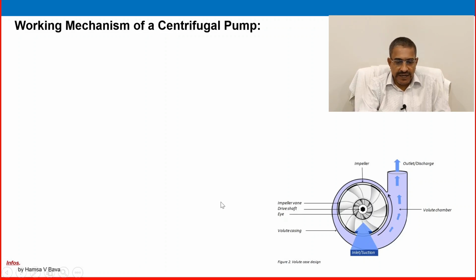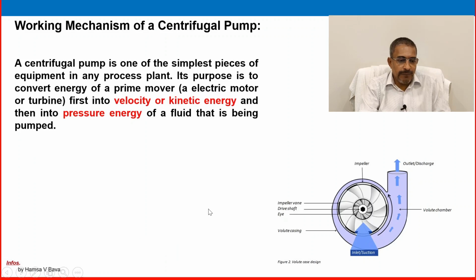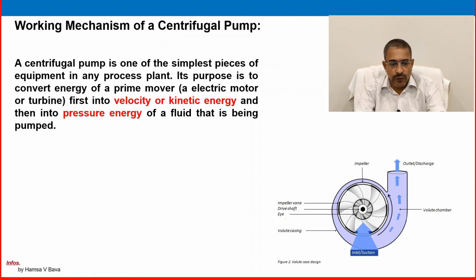Working mechanism of centrifugal pump. A centrifugal pump is one of the simplest pieces of equipment in any process plant. Its purpose is to convert the energy of a prime mover, an electric motor or a turbine, first into velocity or kinetic energy, and then into pressure energy of the fluid that is being pumped.